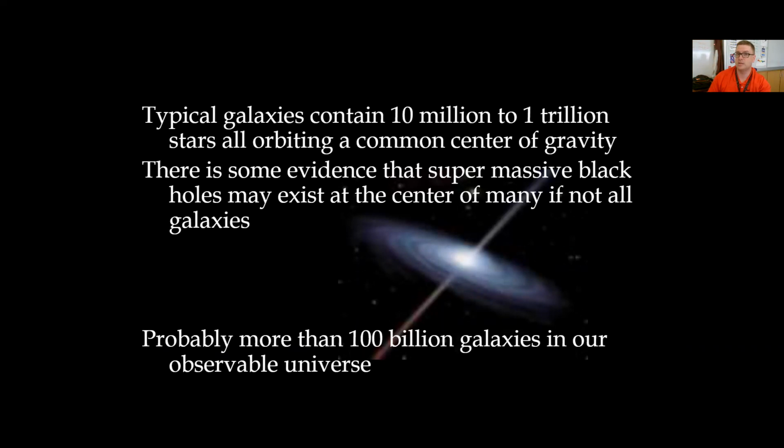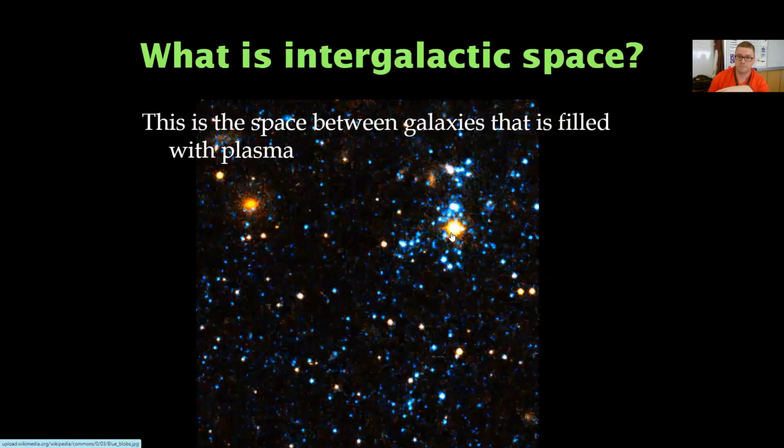How many galaxies are there? There are probably more than 100 billion galaxies in what we refer to as our observable universe. So if there are 10 million to a trillion stars in one galaxy and 100 billion galaxies in our observable universe, there is an insane number of stars that we're talking about here.